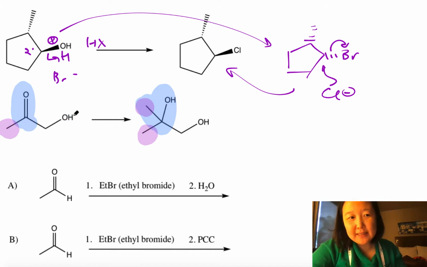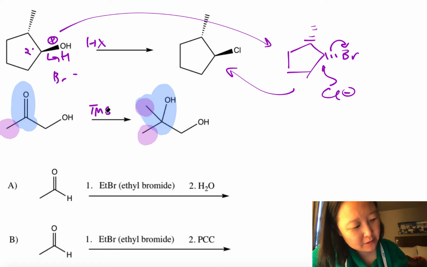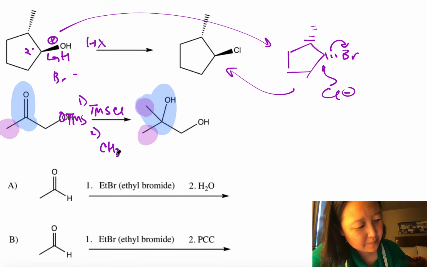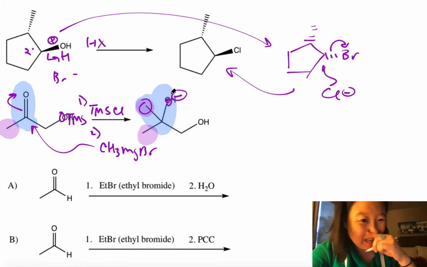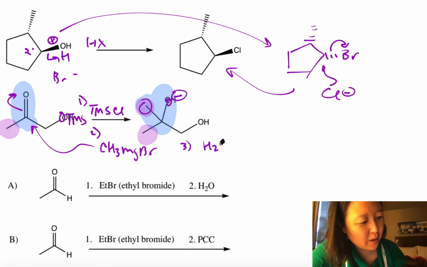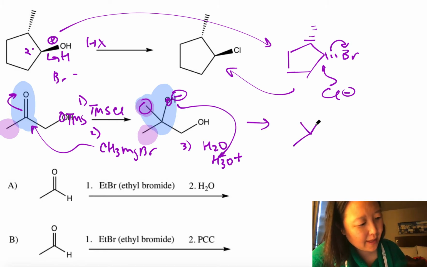Okay, so my first step is going to be using TMSCl, trimethylsilyl chloride. That's going to convert this to OTMS, and then I'm going to do the methyl Grignard, and it's going to attack here, add a methyl group in the process and reduce this to O minus. And then my third step would be either water workup or dilute acid, either one's fine, and that's going to allow this to pick up a hydrogen and neutralize. And then this is still OTMS though, okay, and so we have to take care of that at the very end.